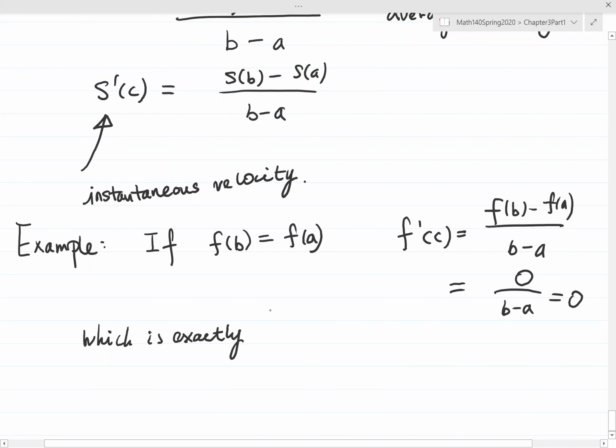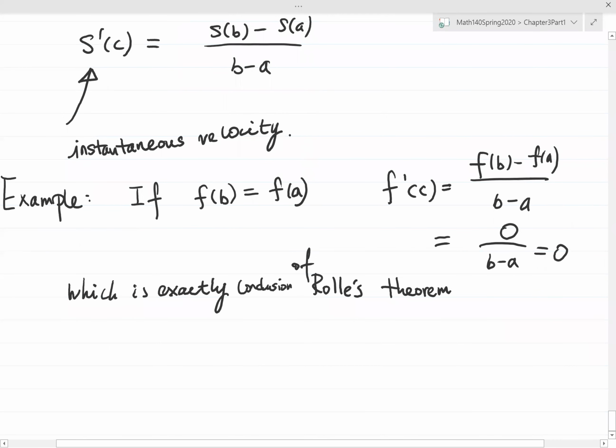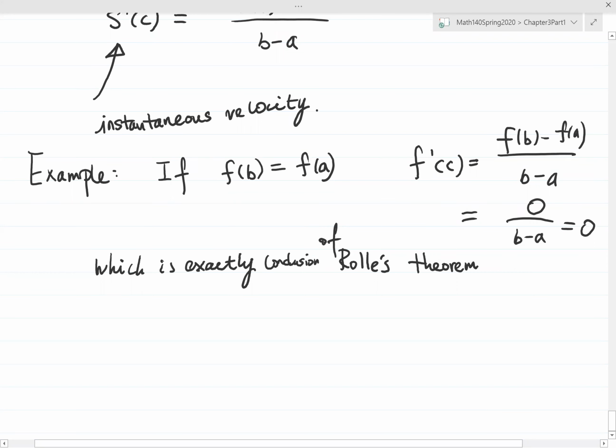Exactly, which is exactly what Rolle's theorem says. This is exactly the conclusion of Rolle's theorem. So this tells us the Lagrange mean value theorem is actually more general than Rolle's theorem. That is, Rolle's theorem is a special case of the Lagrange mean value theorem.